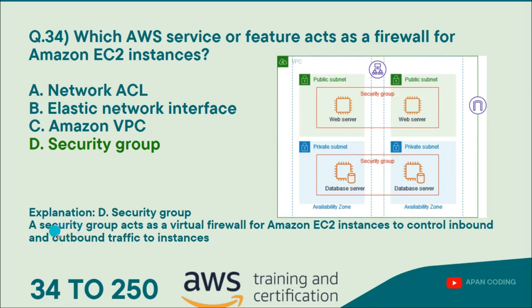So the explanation is here. A security group acts as a virtual firewall for the Amazon EC2 instance to control the inbound and outbound traffic on the instance. It's very simple, friends, because a firewall is also working in your computer's local system right now.